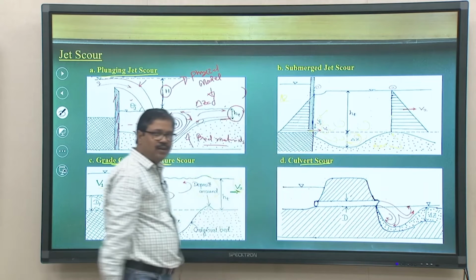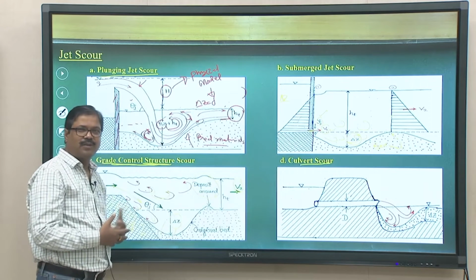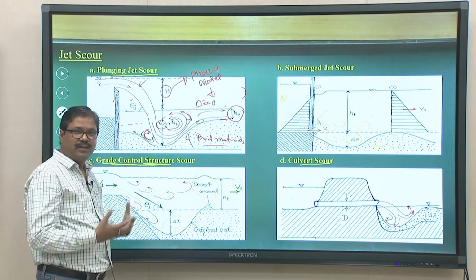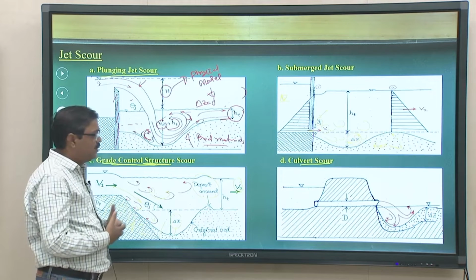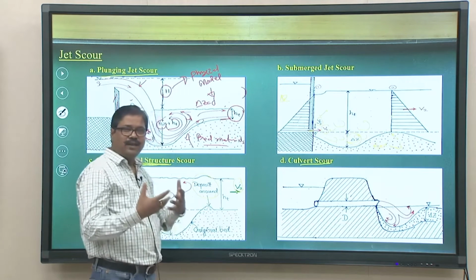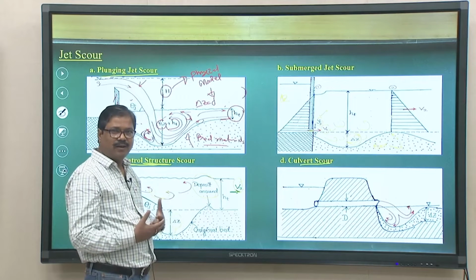So, many of the times we do not bother about the culvert scours, but culverts also have a scour during stream flood events. During stream flood events, you can have the scour depth. That is the thing I used to say, that you have to understand it, there will be the scour.